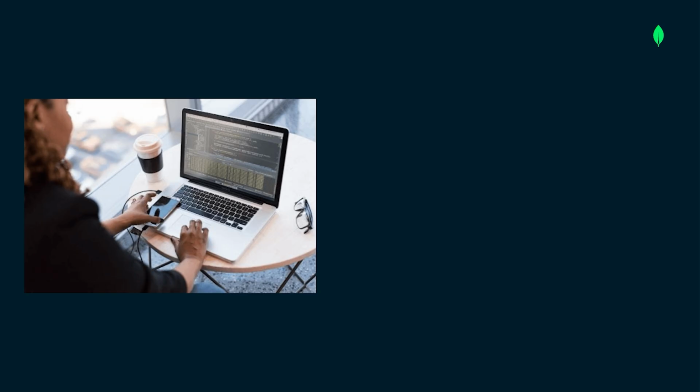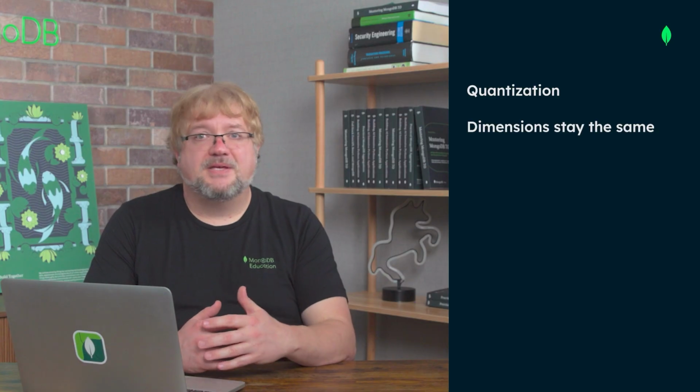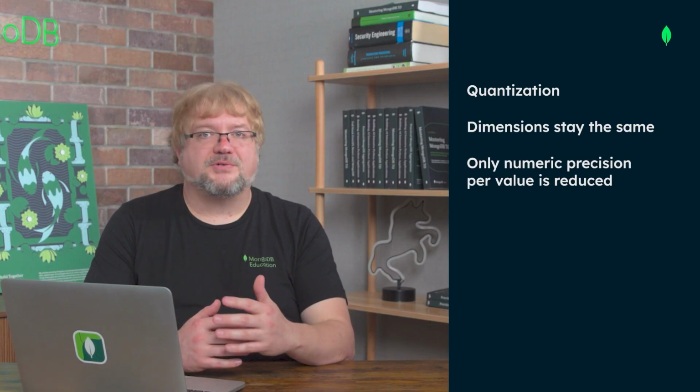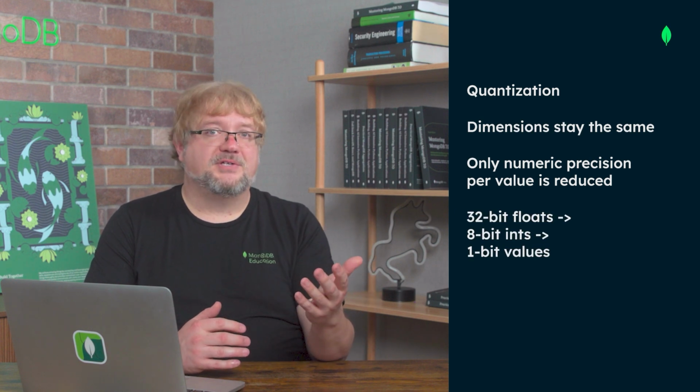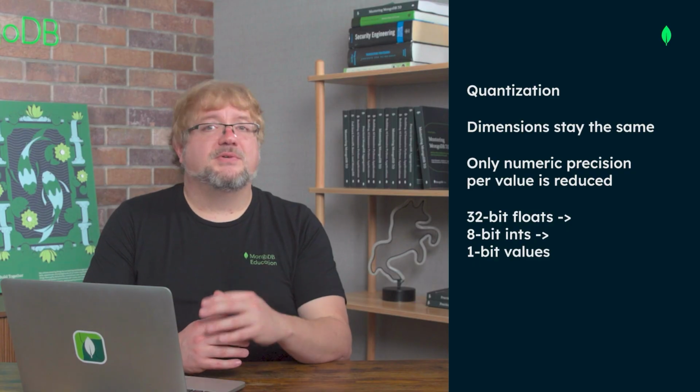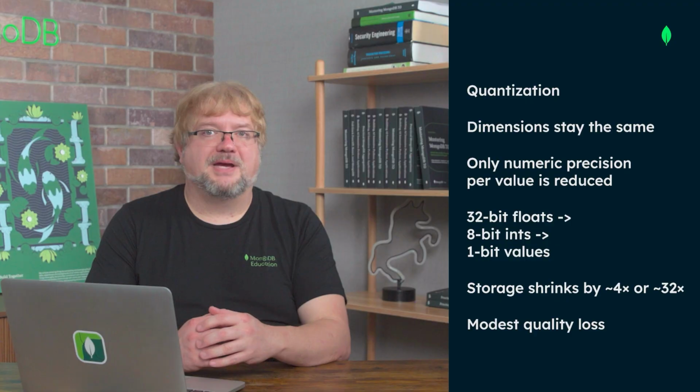Think of it like the difference between a photograph saved in a high-resolution format versus one saved in a low-resolution format. Both images have the same dimensions, but in the low-resolution version, each pixel carries less color information, which reduces file size at the cost of fidelity. Quantization works in a similar way. The number of dimensions stays the same, but each value is stored with less numerical precision. For example, going from 32-bit floats to 8-bit integers, or even single-bit binary representations. This can reduce storage by approximately 4 times or 32 times respectively, with a modest impact on quality.